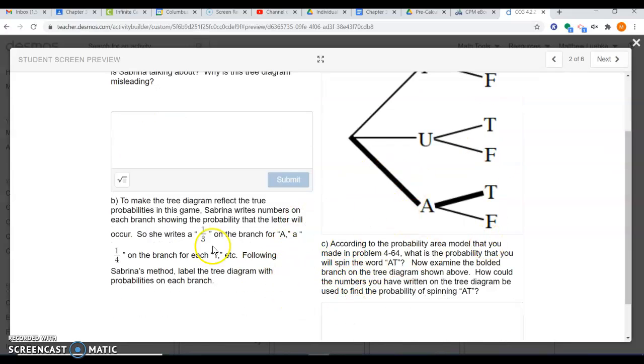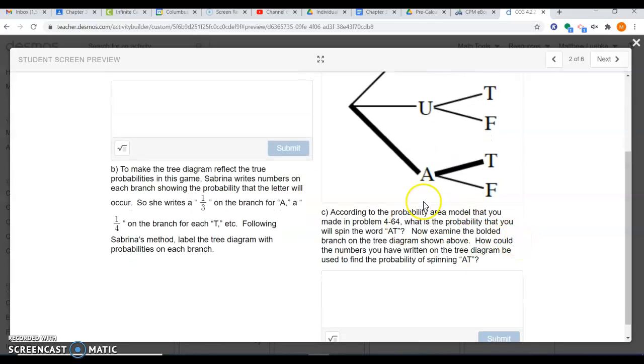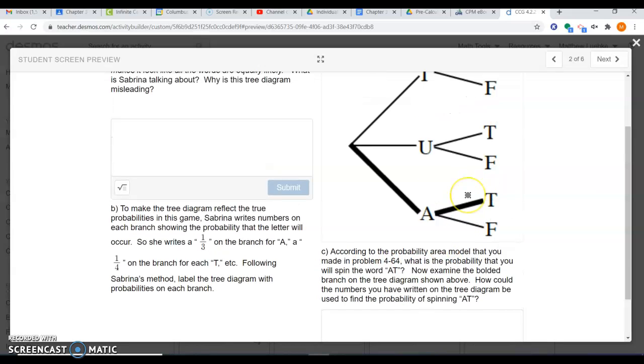Then you want to fill out the rest of the diagram, labeling each line with the probability that you're going to get that letter. Then, according to the probability area model, you will find the probability of spelling the word AT. Now examine the bolded branch on the tree diagram. How could the numbers you have written on the tree diagram be used to find AT? Well, here's the little secret to using a tree diagram: we are just going to multiply down the branch. So if A was 1/3 and T was 1/4, you're going to multiply down that branch, meaning 1/3 for A times 1/4 for T, and then you'll have the probability of spelling AT.